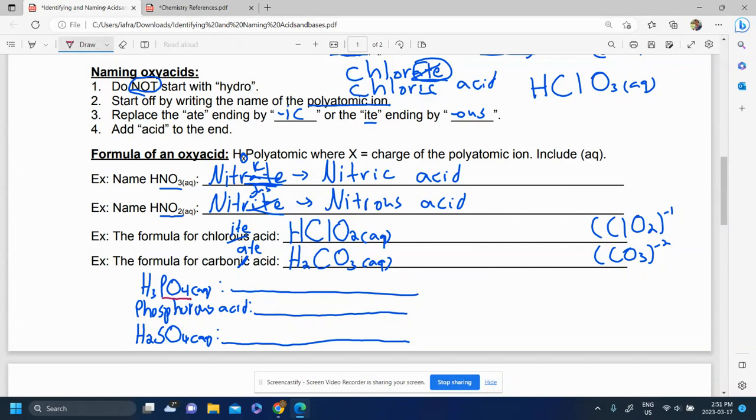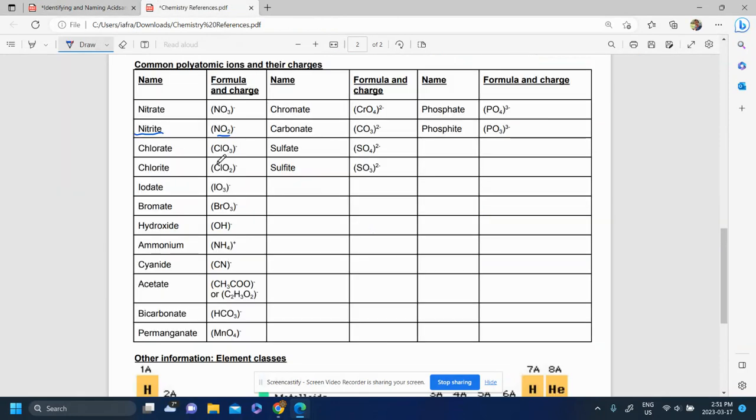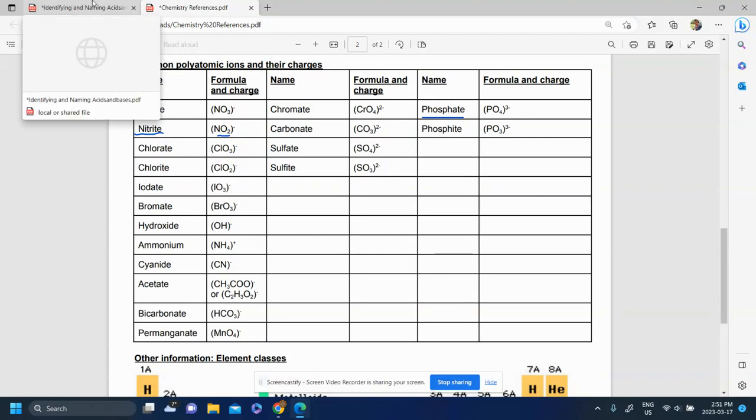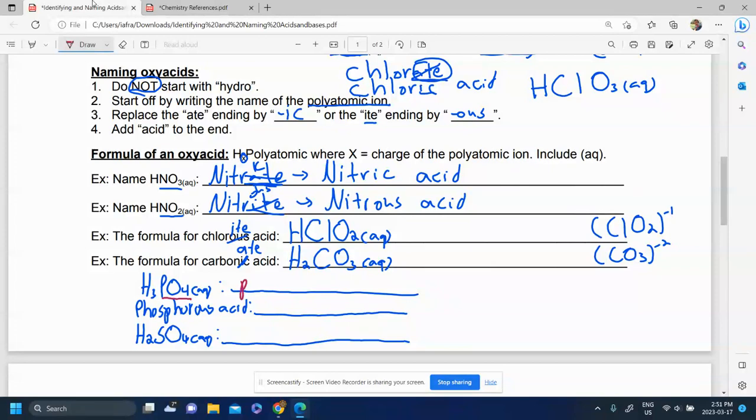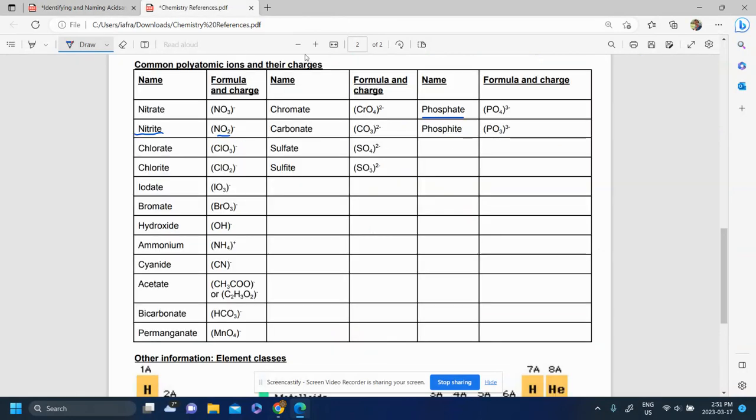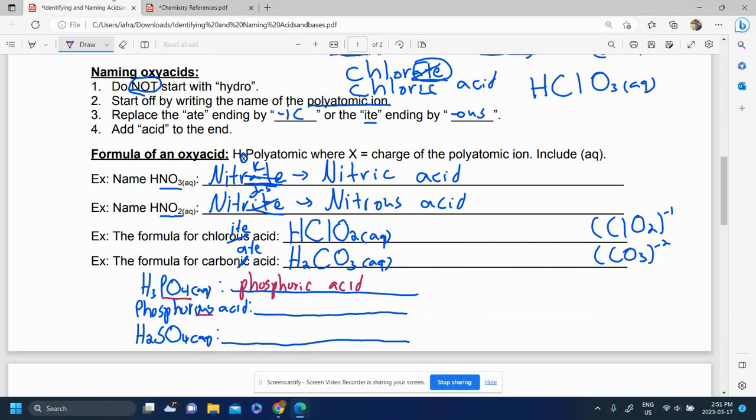So H3PO4, PO4 is phosphate. So it's not phosphic, it becomes phosphoric acid. Phosphorus acid, the ous indicates that that must have been phosphite, PO3 3-. So that means we have H3, that's the charge of phosphite, and then PO3. And don't forget your AQ.